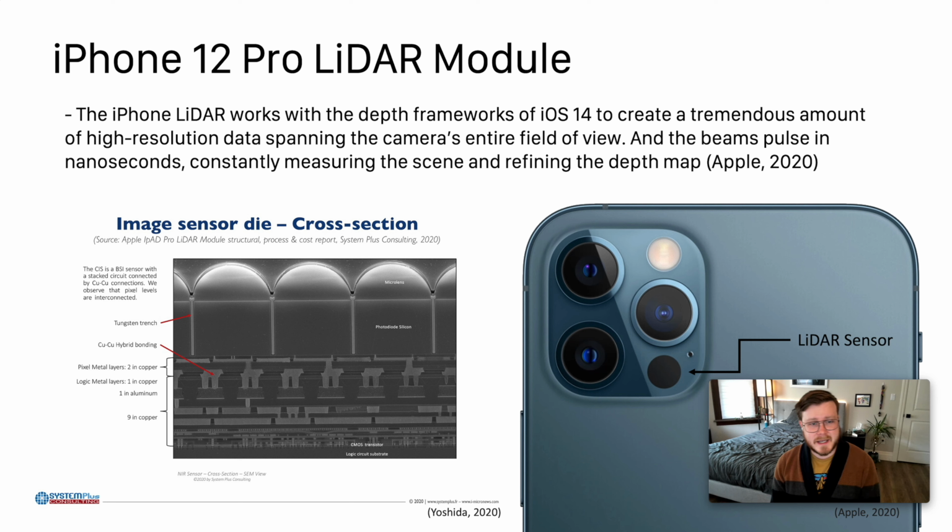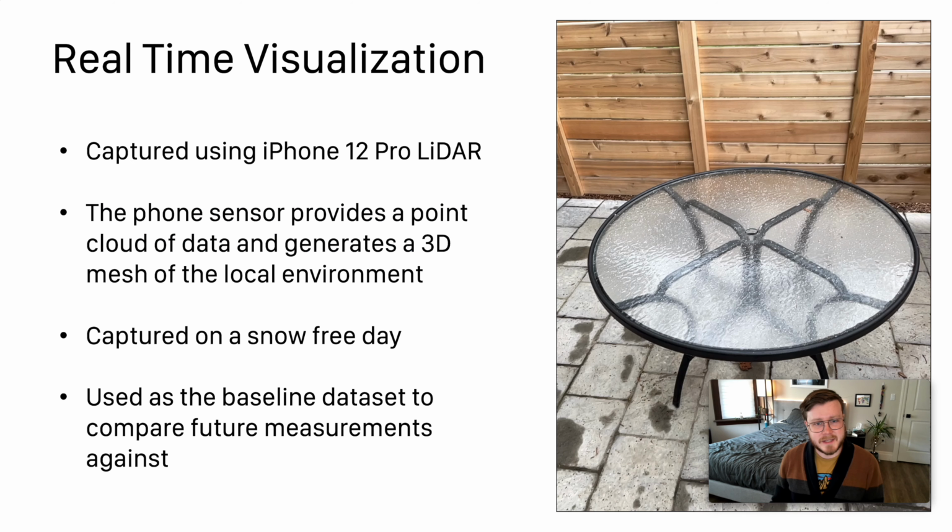It works in nanoseconds. It's been told to have an accuracy of approximately 5 millimeters and a range of 5 to 10 meters. So for mapping a small area, we thought it would be potentially a good instrument to investigate here. And so I went out and purchased an iPhone 12 Pro to do some tests with.